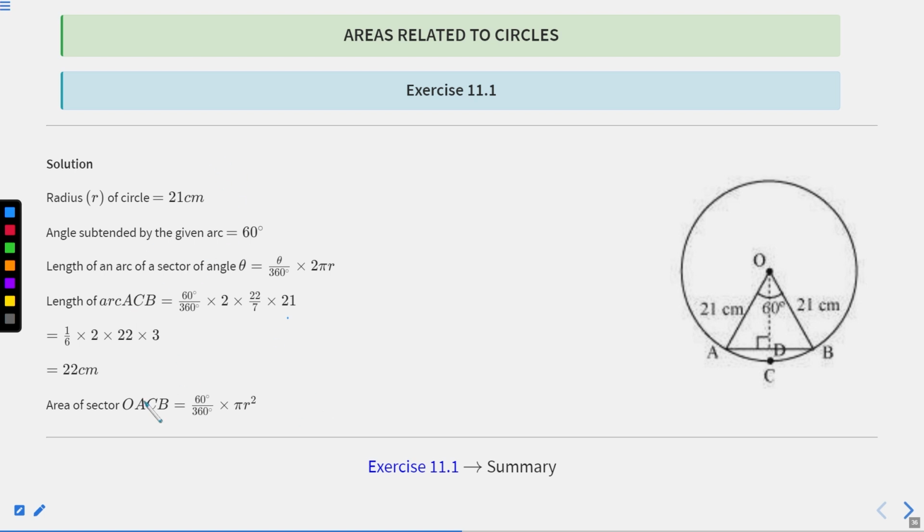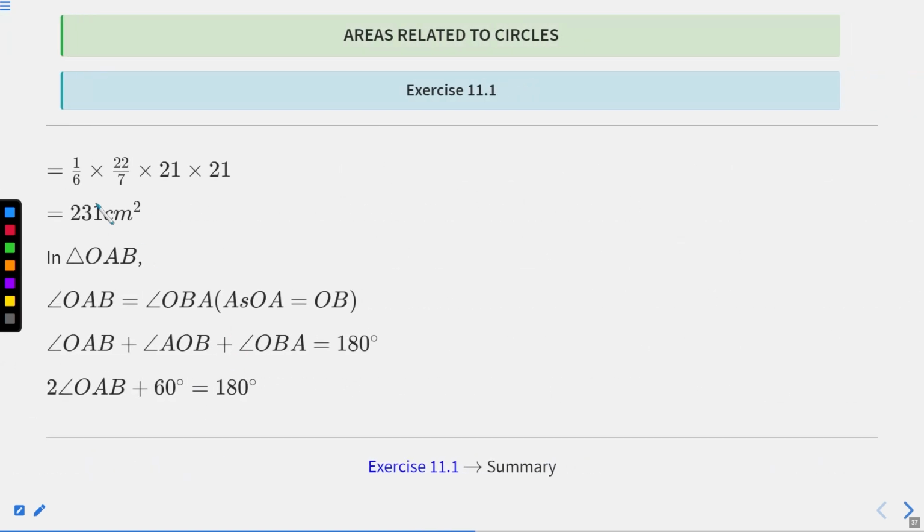Now the area of sector OACB is equal to 60 degree by 360 degree into pi r square. This is equal to 1 by 6 into 22 by 7 into 21 into 21, and this is equal to 231 centimeter square.